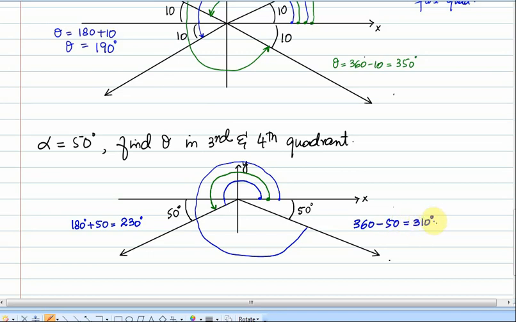Now I hope that all of you are clear on the topic of alpha and theta and the concept of quadrants. Alright? Make sure that we are moving in an anti-clockwise direction when theta is positive. I'm just writing it down. Theta positive means anti-clockwise.